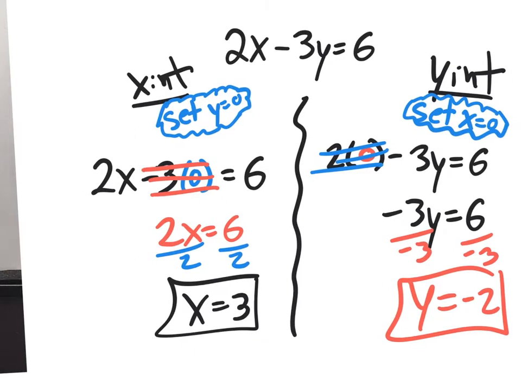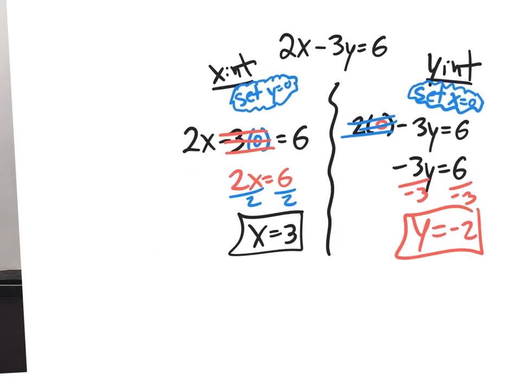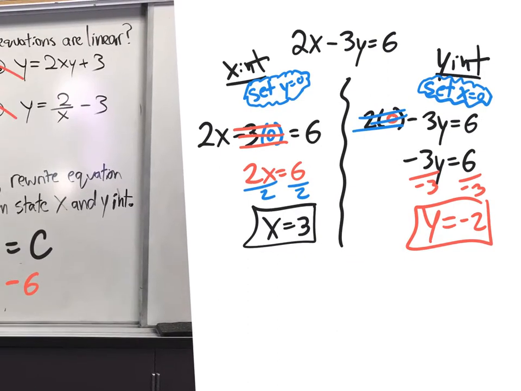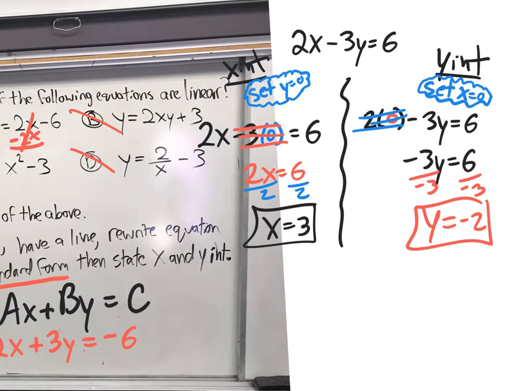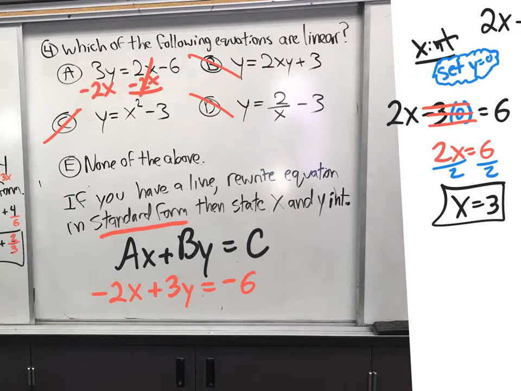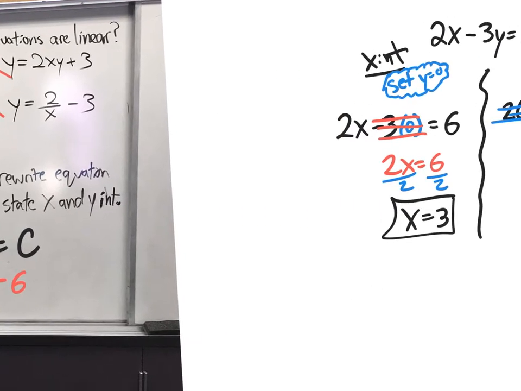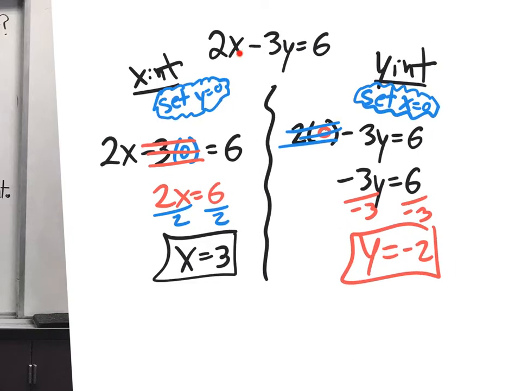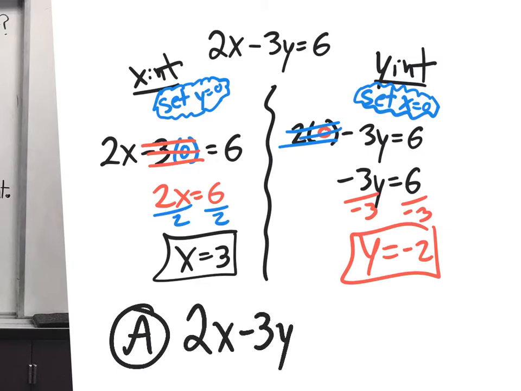Now, let's talk about how the multiple choice answer on this type of question is going to be on the test. Okay, so you have to first identify which one works. This one's it. They want you to rewrite it and then state the x and y intercepts. So rewrite it in standard form. Here's your standard form equation. Your answer is going to be something like this, multiple choice answer A. It's going to be 2x minus 3y equals 6.